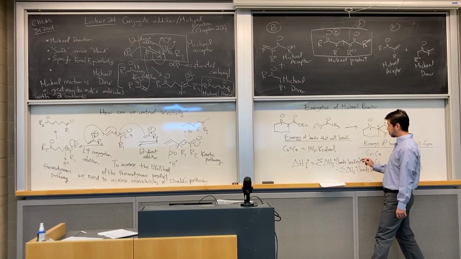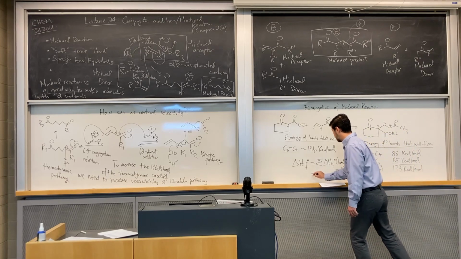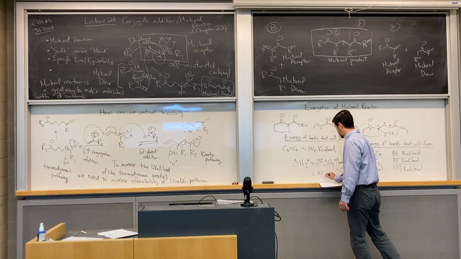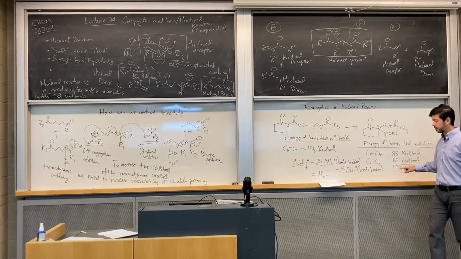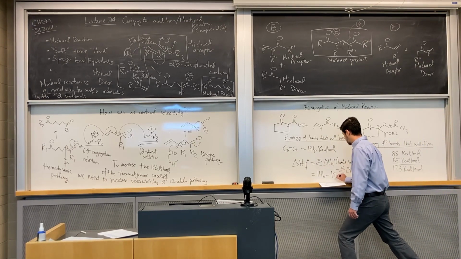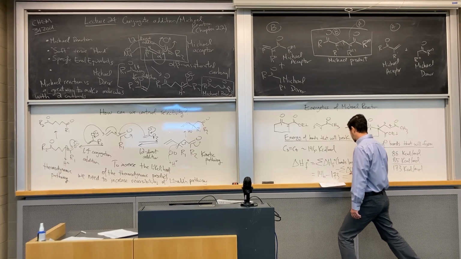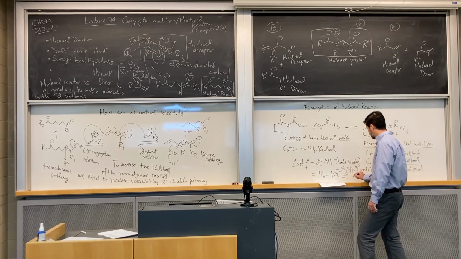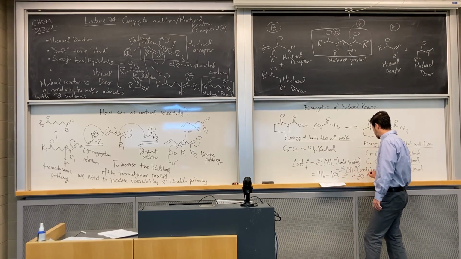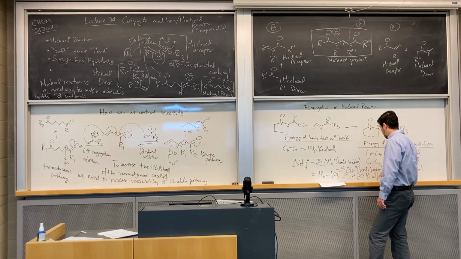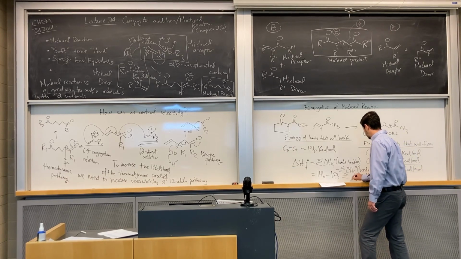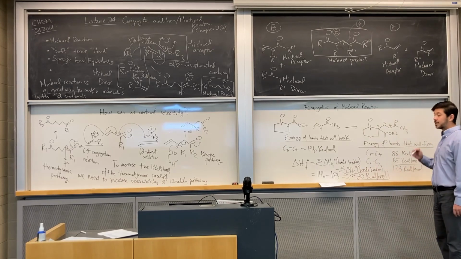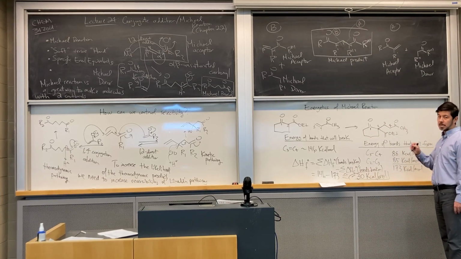Let's plug in our numbers for the bonds that are broken. That will be 146 minus 173. I'm just ballparking it here, that's going to be around minus 30 kilocalories per mole. So this is an exothermic reaction. Heat is released during this reaction, so it's a very favorable reaction, and it's our thermodynamic product and pathway.